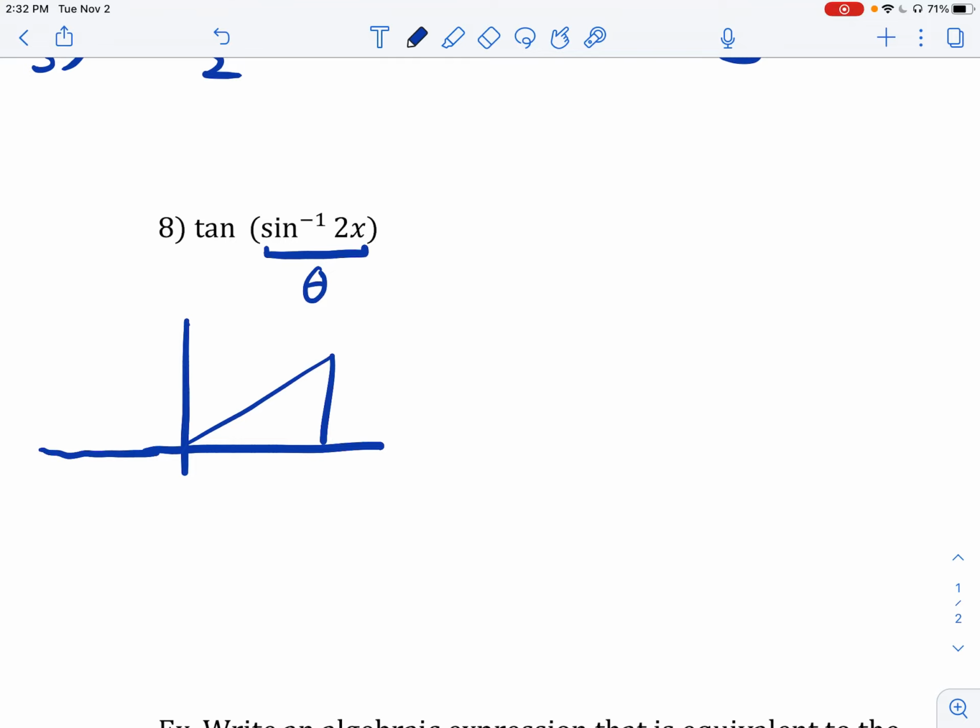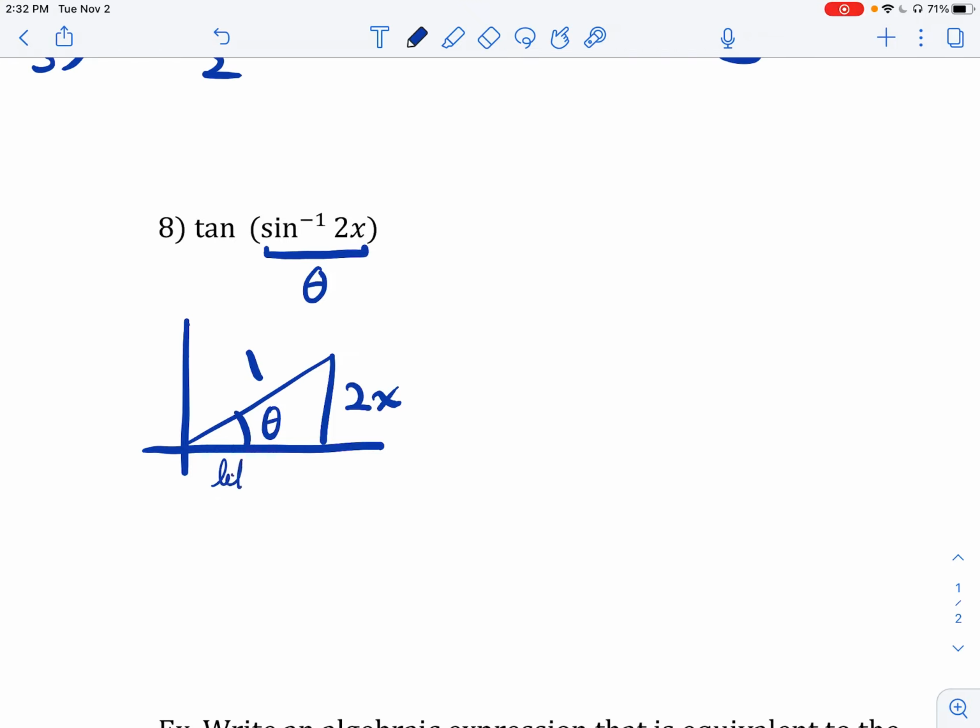However, I know that the outputs of arcsine have to be in quadrants 1 and 4. So I can't actually include quadrant 2. So I know that my angle theta has to be in quadrant 1. Sine is opposite over hypotenuse, so 2x over 1 would be my tentative ratio. And I can use the Pythagorean theorem now to figure out this value here.